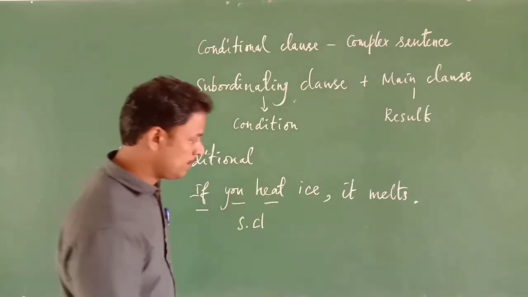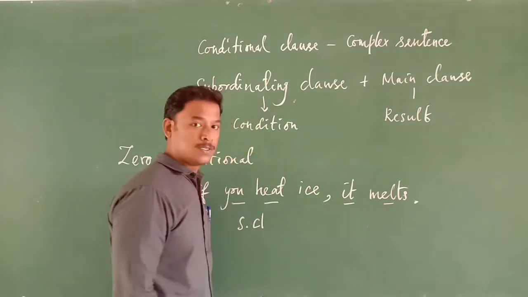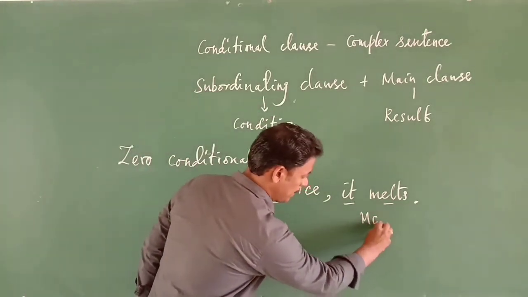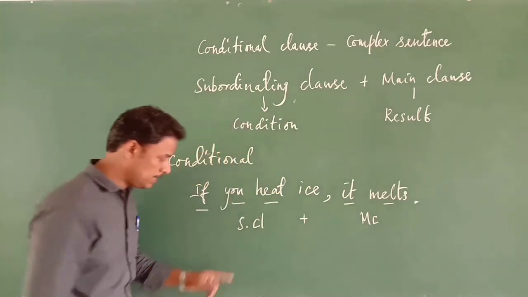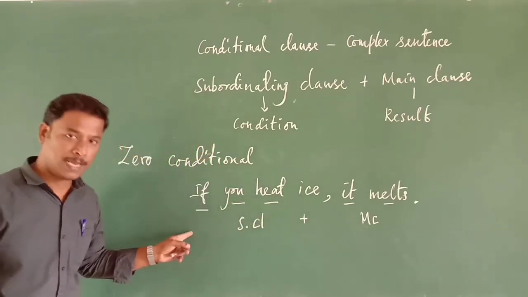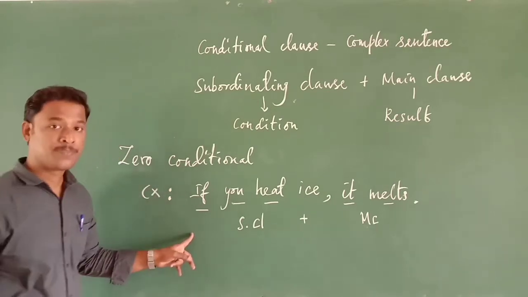Look at the second part. It starts with a subject, and a verb follows it. So the second part is the main clause. The combination of this sentence is subordinating clause plus main clause. So it is a complex sentence.